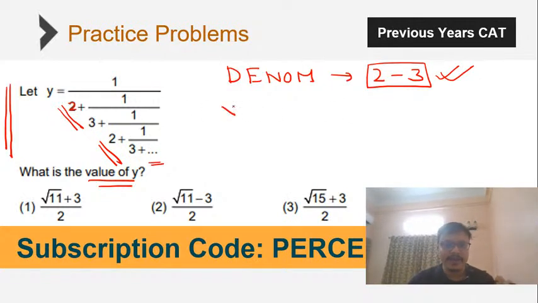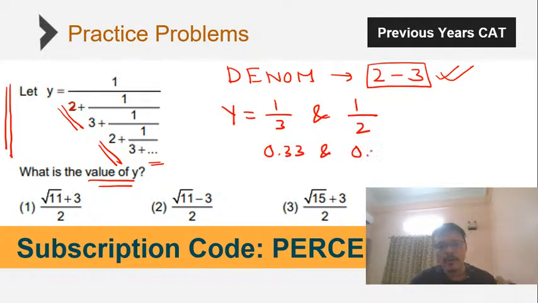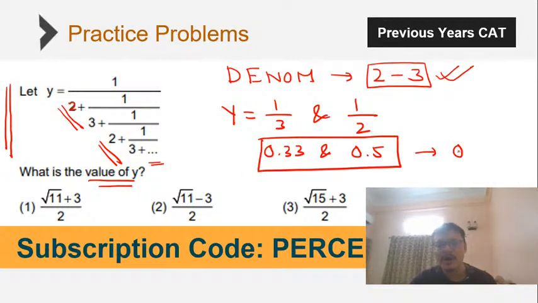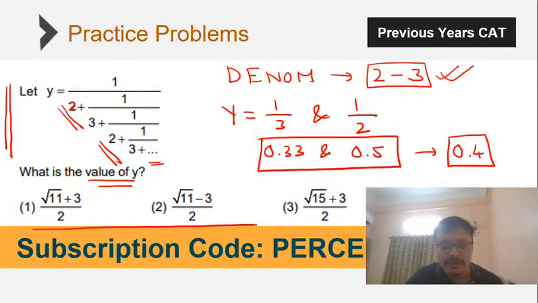So if your denominator lies between 2 and 3, the value of y will lie between 1/3 and half. That is, it will lie between 0.33 and 0.5. So the approximate value of y would be 0.4. So all you need to do is check which of these options is giving you 0.4.